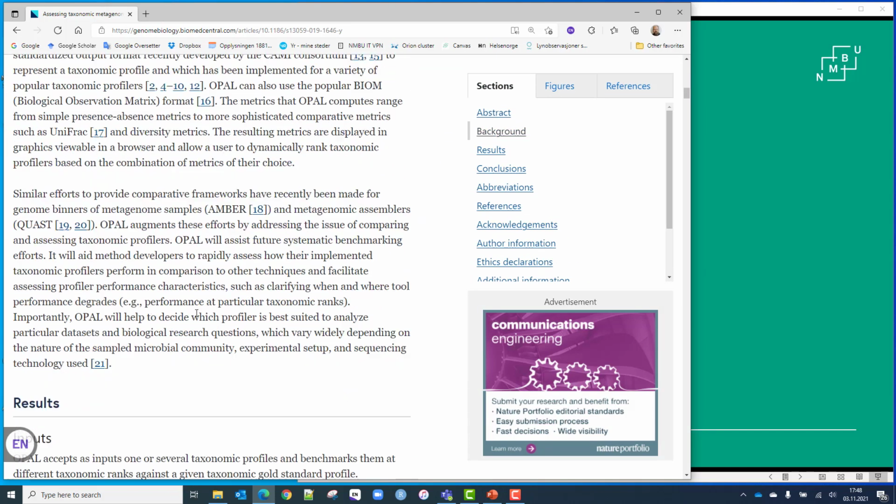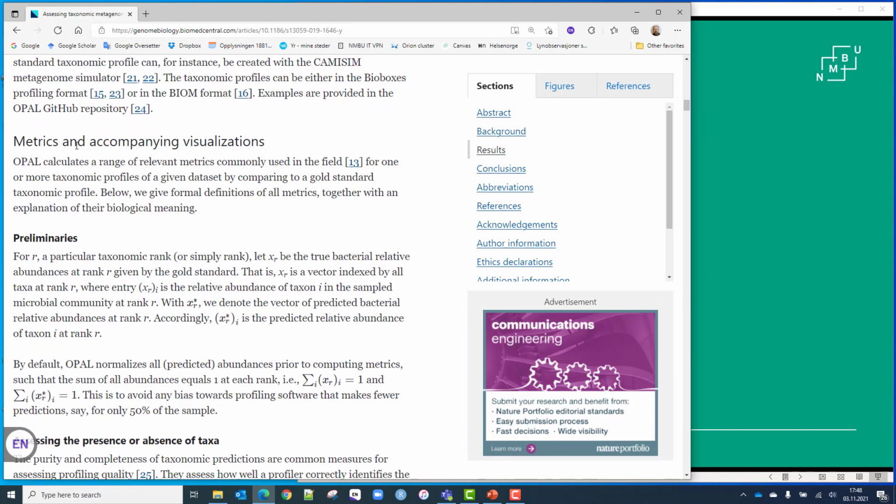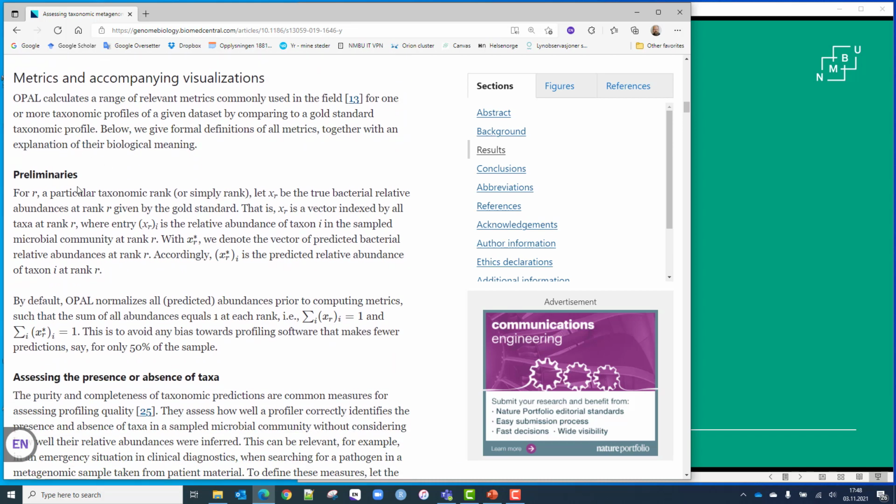And let's scroll down to this section called metrics and accompanying visualizations. So the very first thing we look at is the preliminaries. For R, a particular taxonomic rank. Consider a rank in a taxonomy, and we now stick to the species rank, but this could easily be done for all ranks, right? So if you classify it to the species, you consider the species rank, but if you classify it to genus, you consider the genus rank, and so on, right? So R is used to indicate any rank, but think of it as species now.